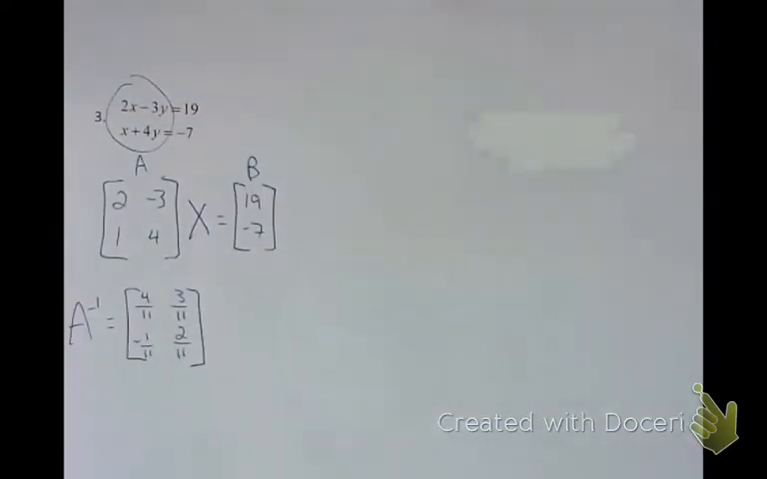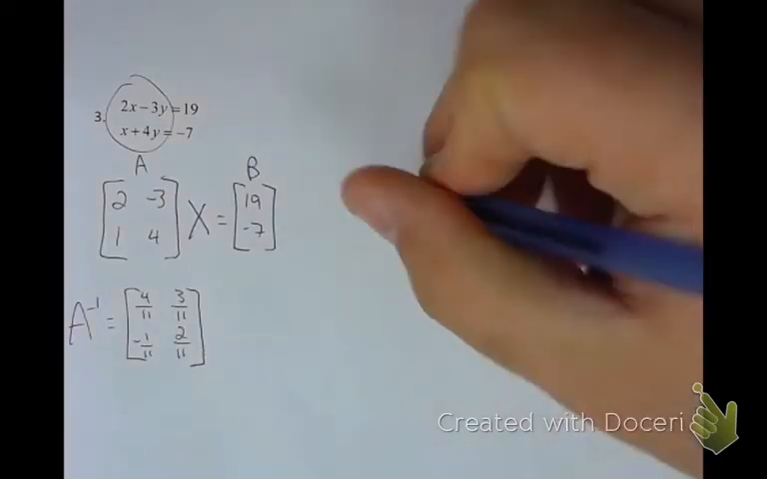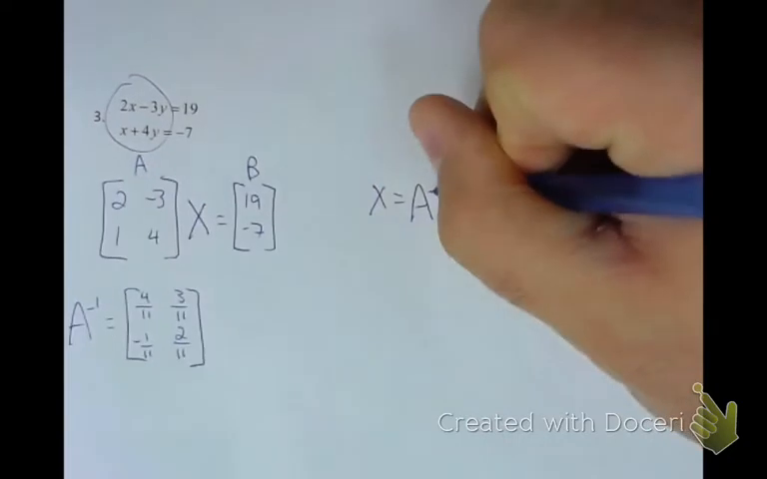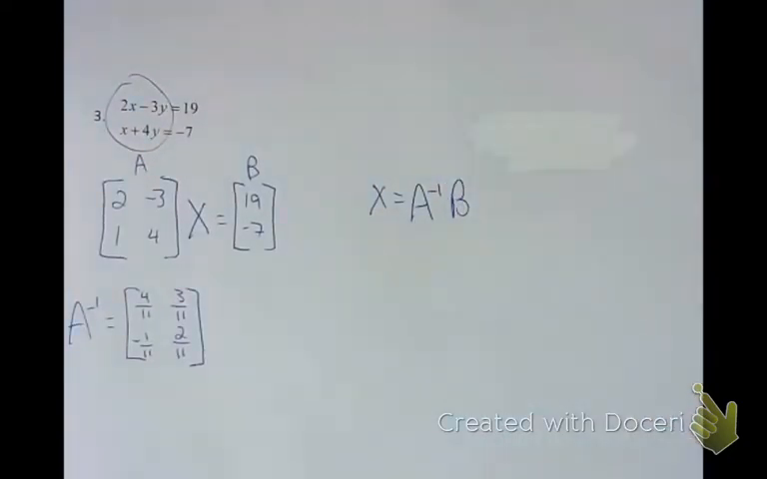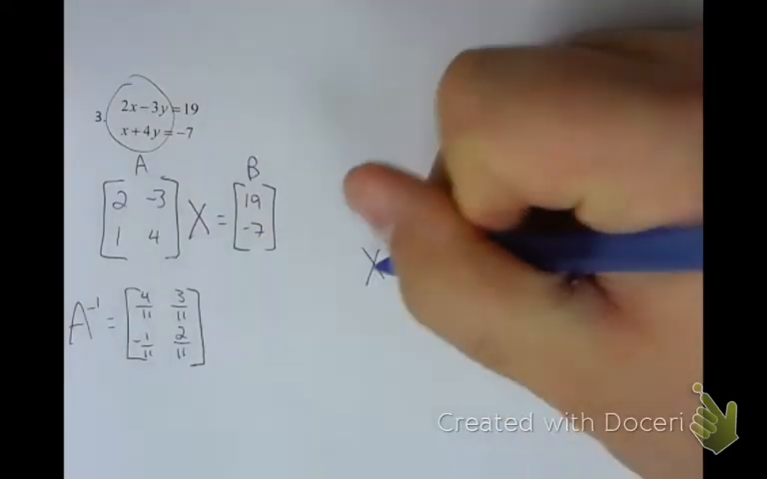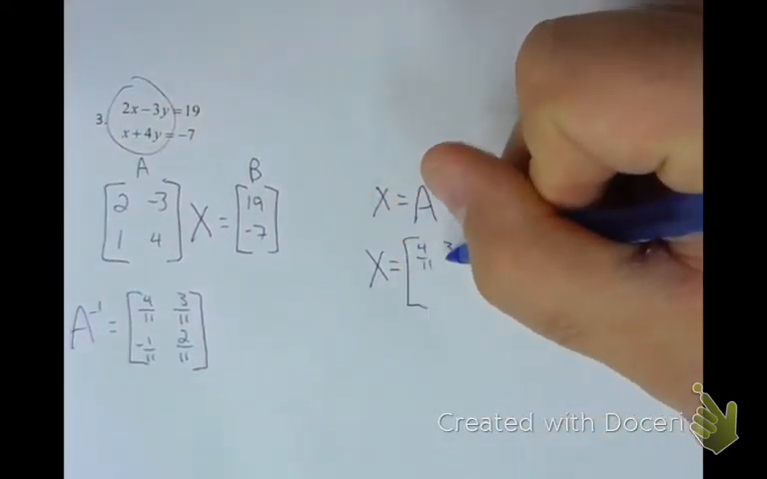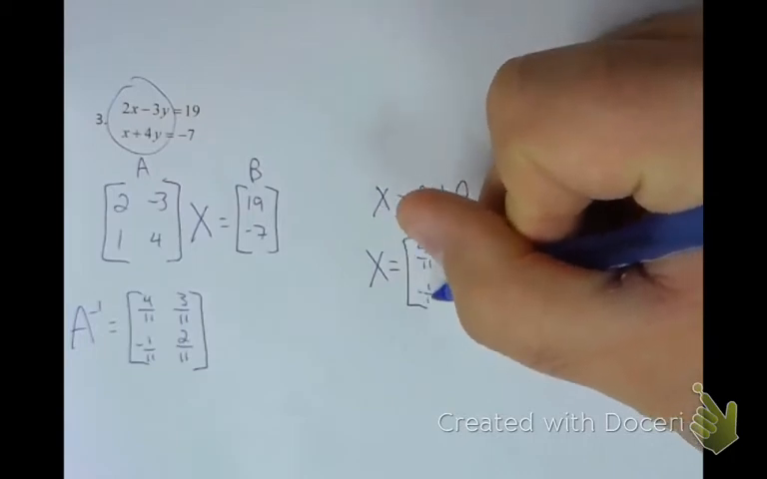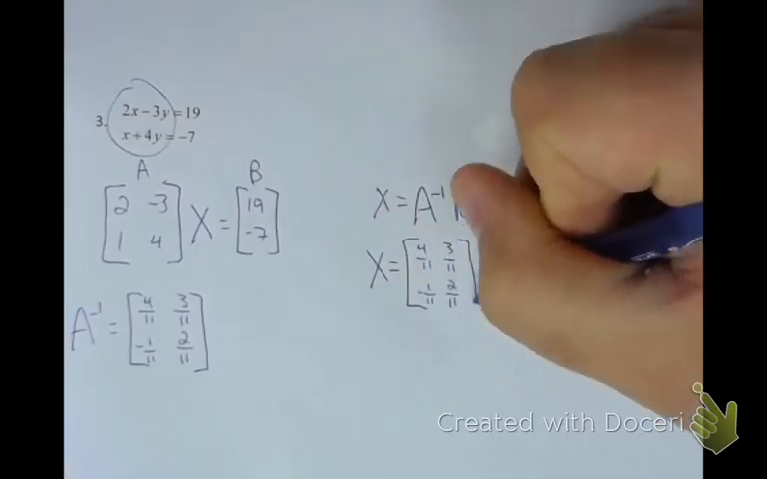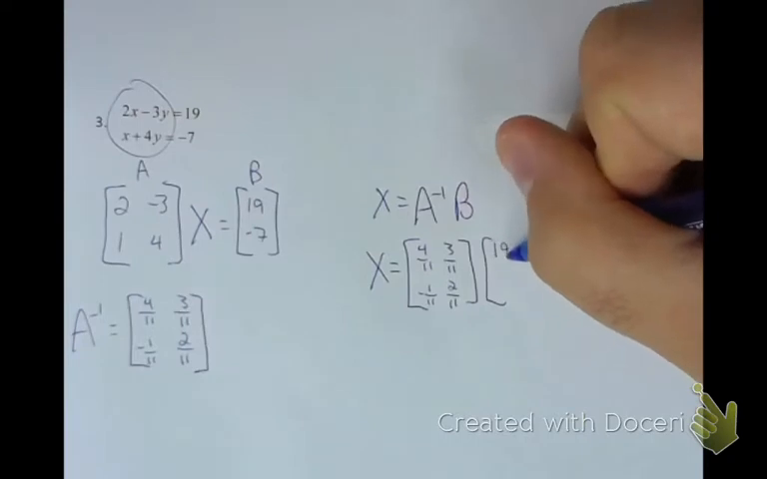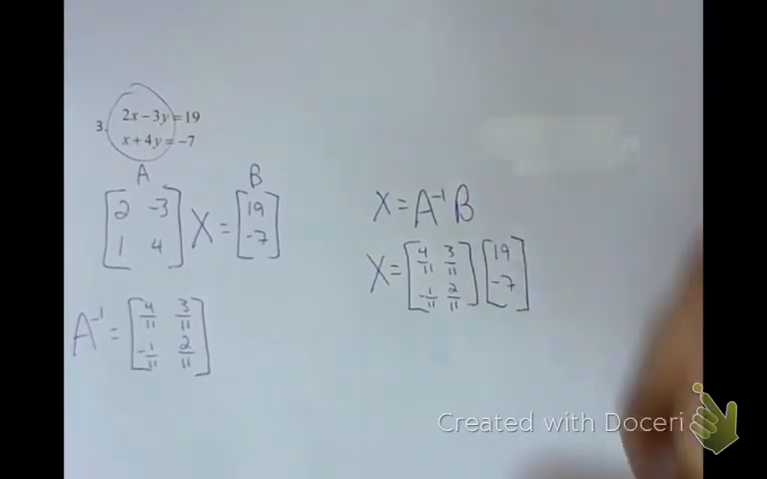All right, so now we are going to use this so that I can move the matrix to the other side. Because once again, in order to get that X matrix by itself, we have to take the inverse of the A. That's what allows us to move it over. So now again, it's just a copy and paste game. So the inverse matrix, which was 4 elevenths, 3 elevenths, -1 eleventh, and 2 elevenths. Your B matrix was just 19 and -7.